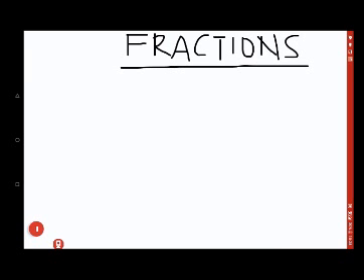In our previous lesson, we spoke about fractions. We found out what fractions are. We looked at the various types of fractions. Then we looked at operations with fractions, that is, addition, subtraction, division, and multiplication.